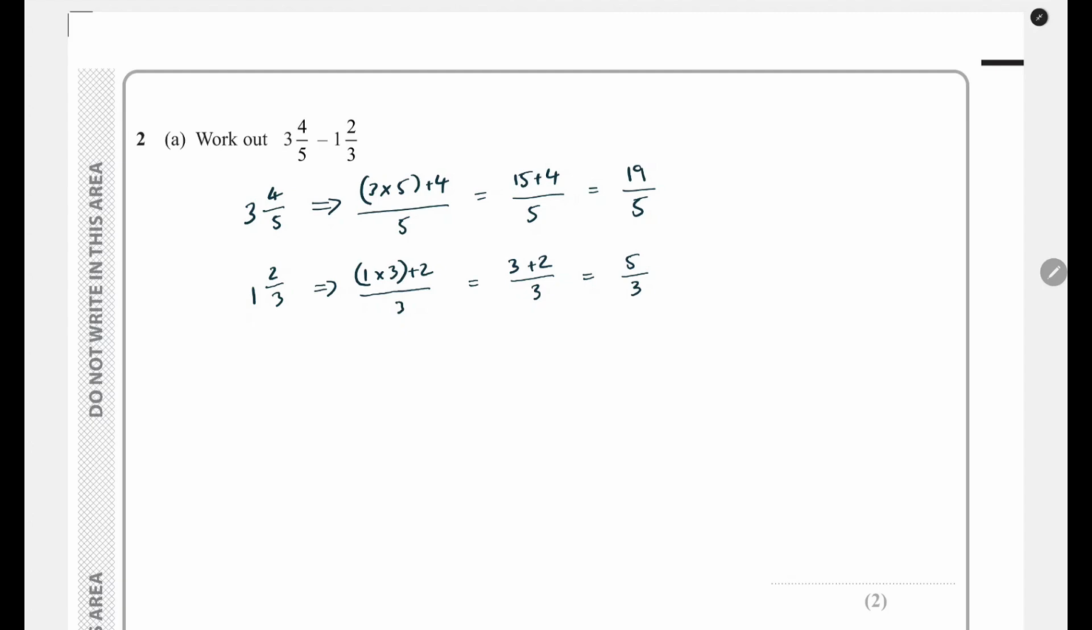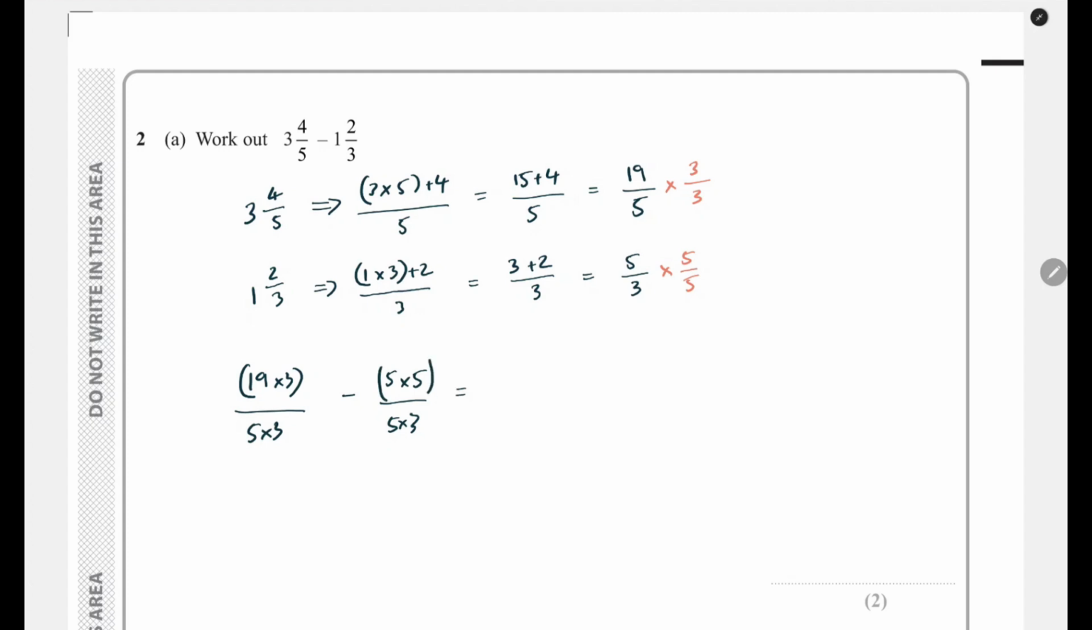Now that we've turned them into improper fractions, we can now go ahead and try and get the same denominator. So we're going to multiply this fraction, top and bottom, by the denominator of the second fraction, so 3. And we'll do the same thing with the first fraction, so multiplied by 5. So that then becomes 19 multiplied by 3 over 5 multiplied by 3 minus 5 multiplied by 5 over 5 multiplied by 3.